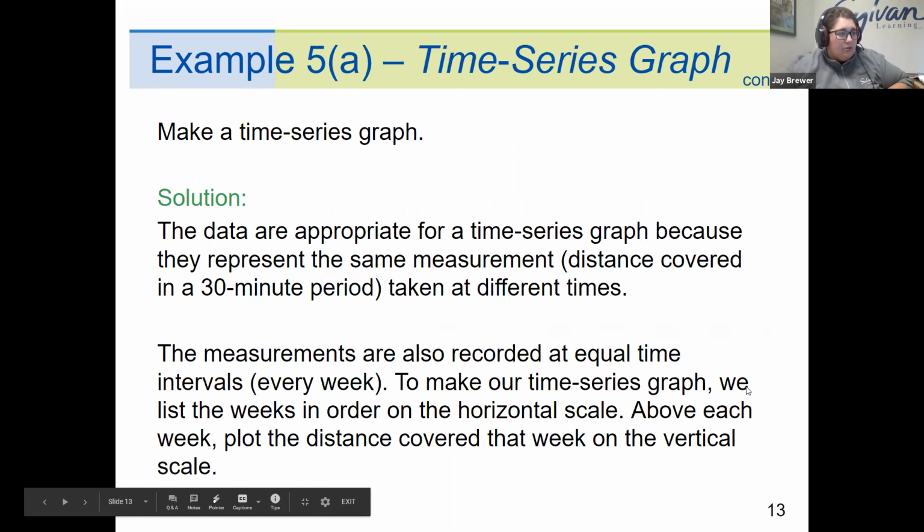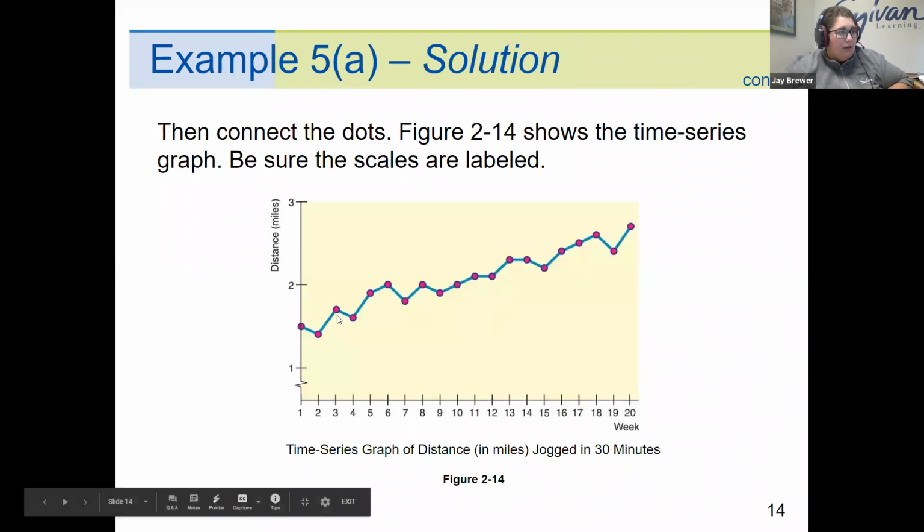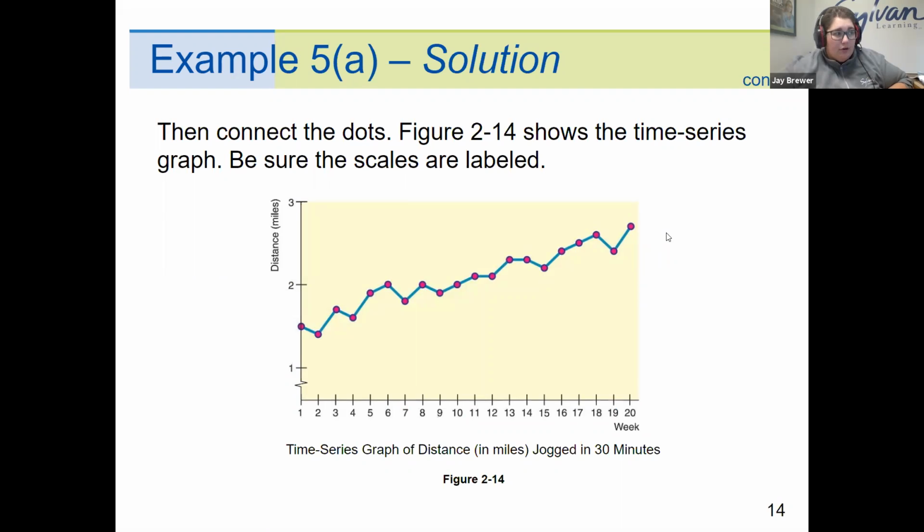To make our time series graph, we list the weeks in order on the horizontal scale. Above each week, we plot the distance covered on a vertical scale, okay? So do you kind of see how it's slightly like an ogive? All right. The difference between this and an ogive is that this has all the data points. The ogive only has the cumulative frequencies, okay?